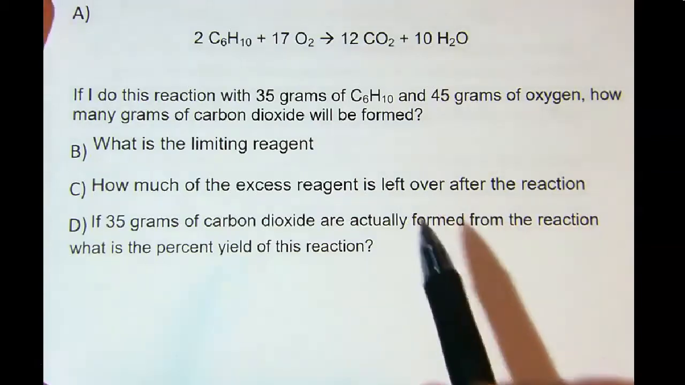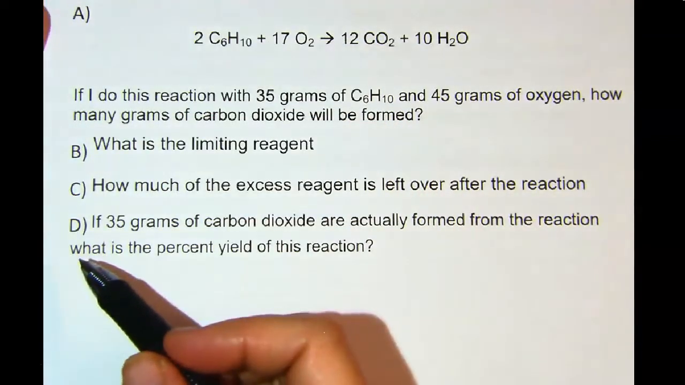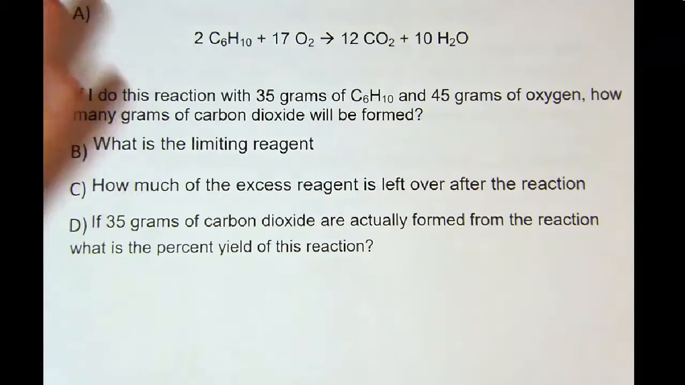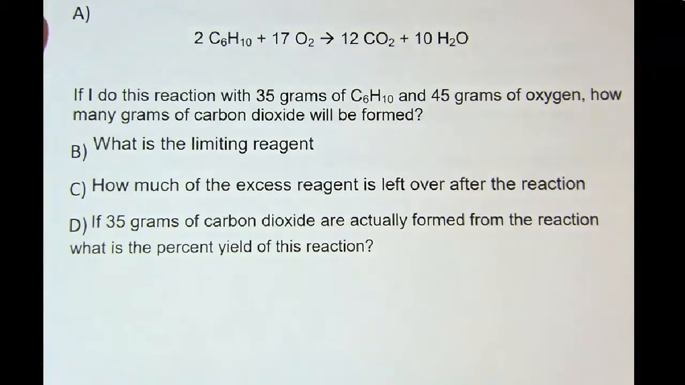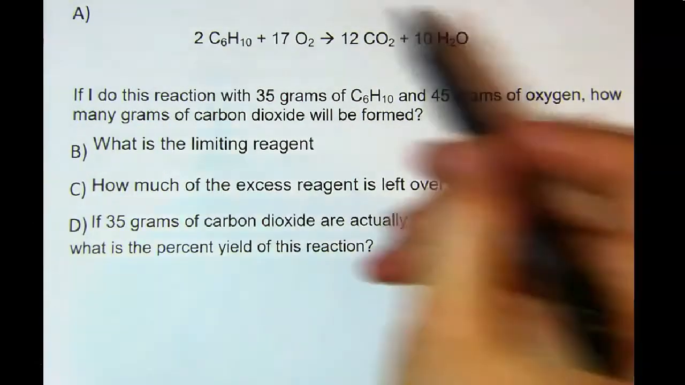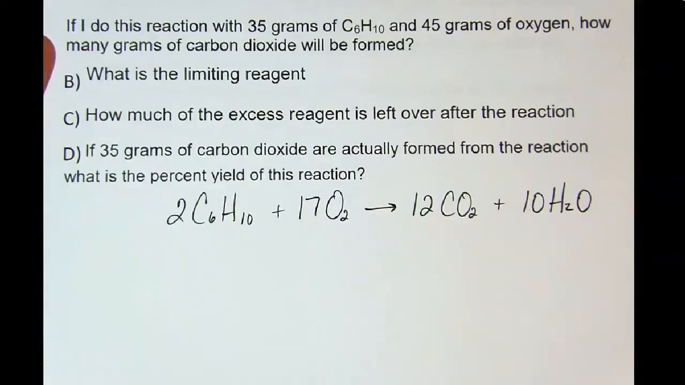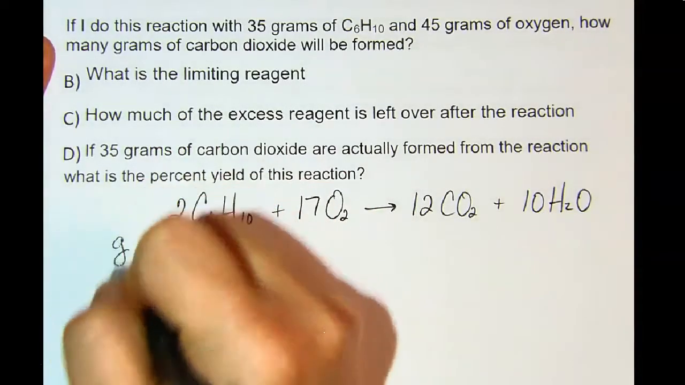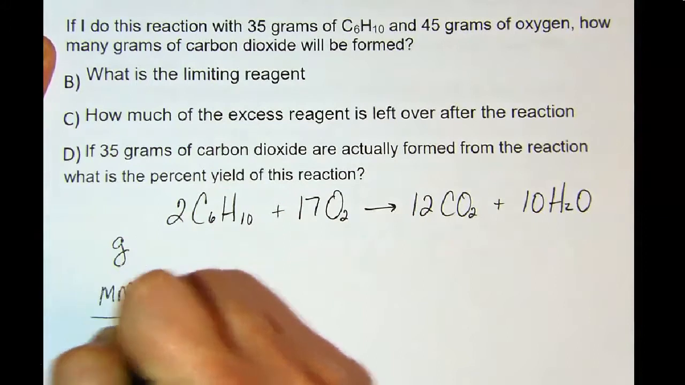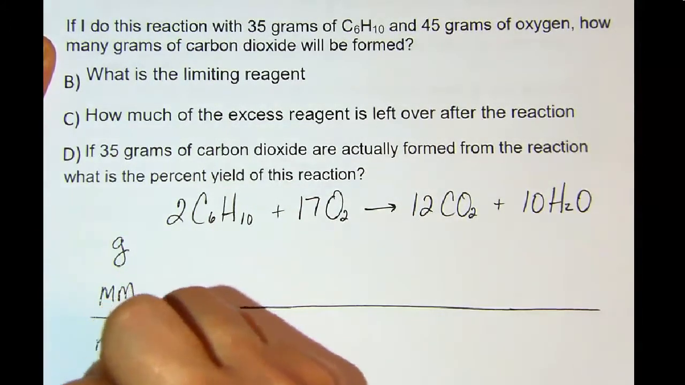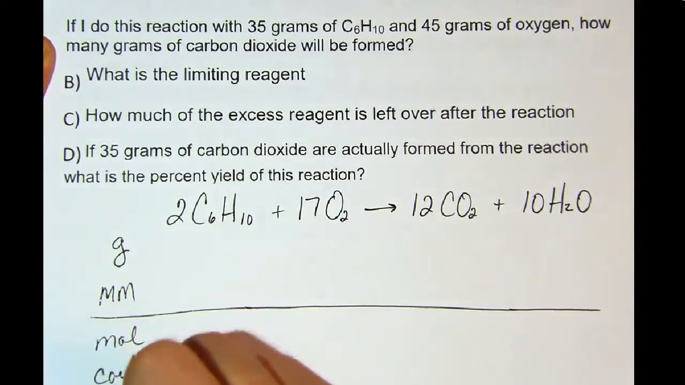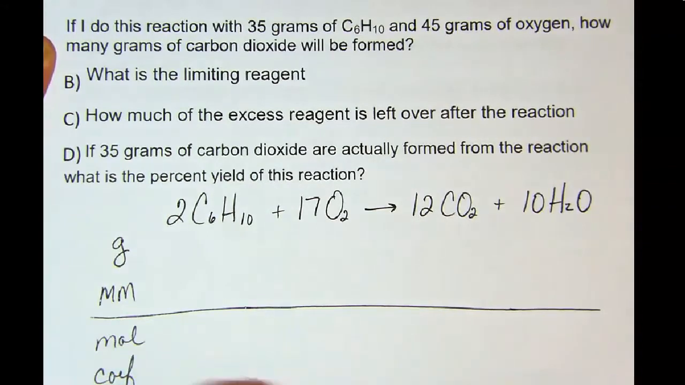Right, this one is a multi-step problem. We have steps A through D. So this is going to bring in everything you could possibly calculate in stoichiometry. I'm going to start by copying my equation down below, and then I'm going to write my chart: grams, molar mass, draw a line, moles, coefficient, draw a line, and then equivalent.